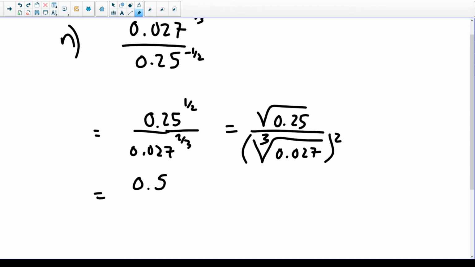So what is the cube root of 0.027 then? The cube root of 27 is 3. So again, I'm going to mess this up, folks. How many zeros do I have here? Is it 0.03? Is that right? Squared? So the bottom is 0.09.